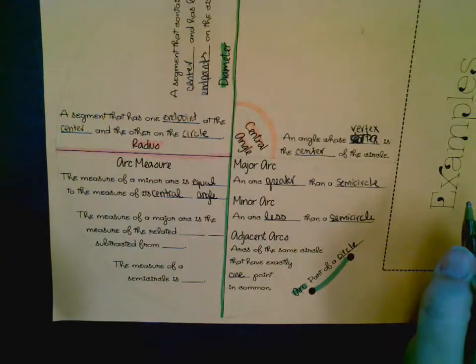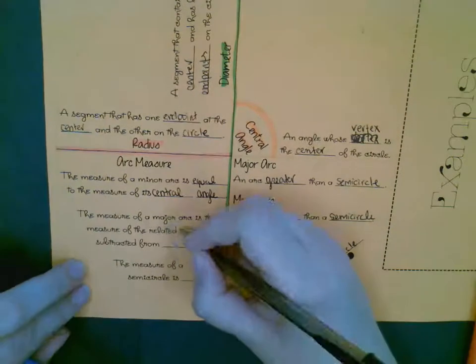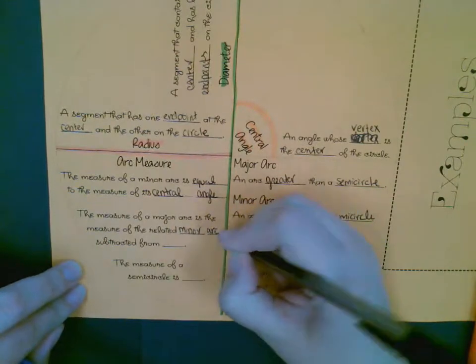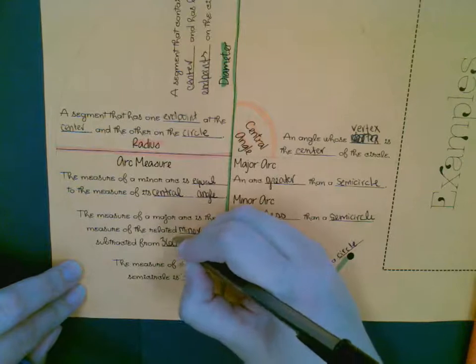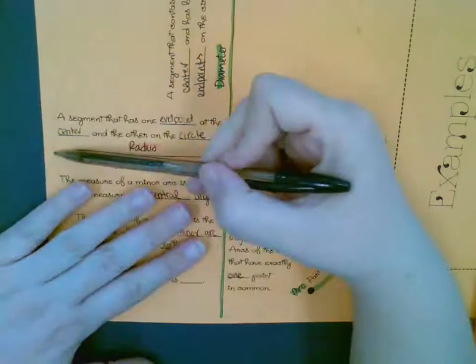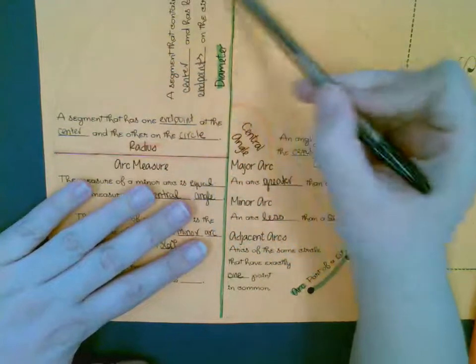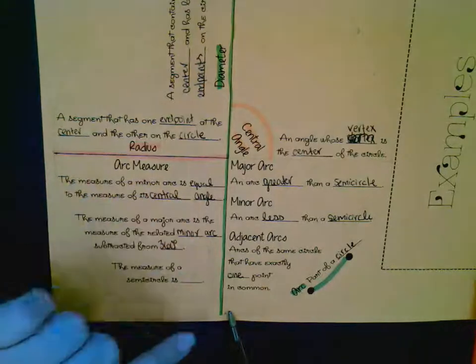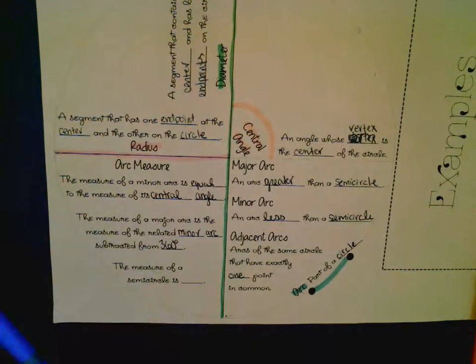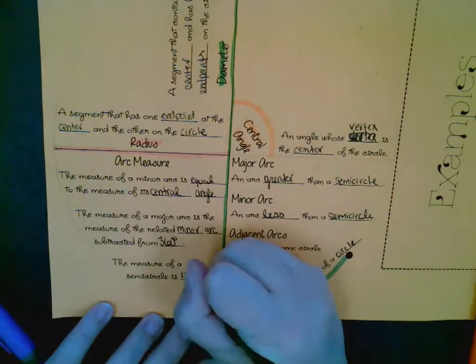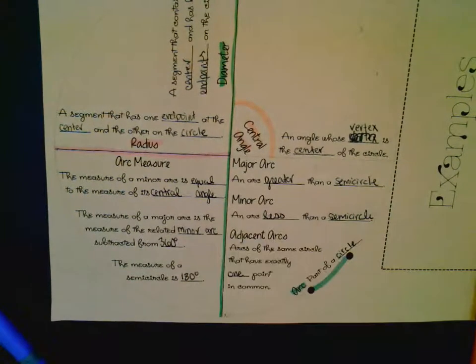So the measure of a major arc is the measure of the related minor arc subtracted from 360, because all the way around the circle is 360. So if we wanted to measure from here, the pink line, all the way around to the blue line on the other side, it would be 360 minus 90, because this part's 90. And then last, the measure of a semicircle is 180 degrees because it's half the circle.